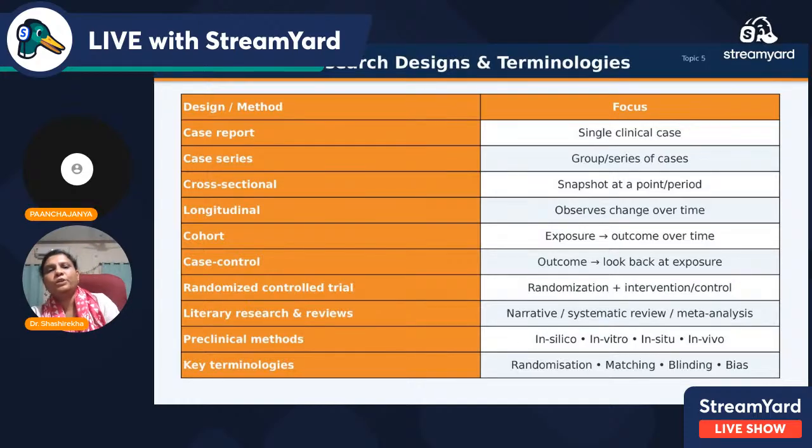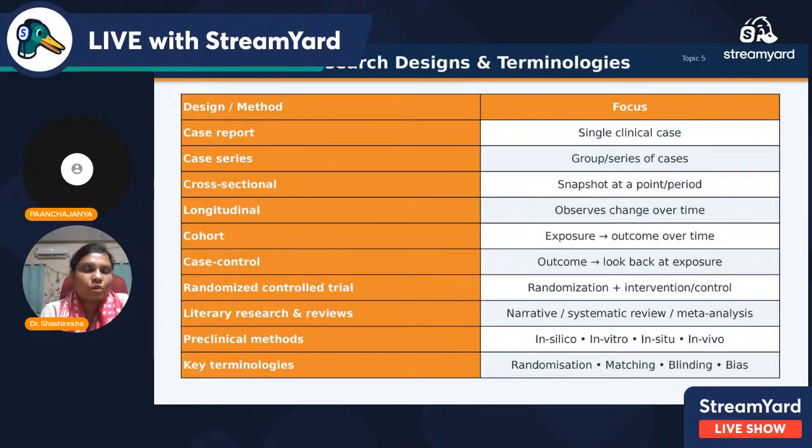Coming to the next point, research designs and some terminologies: case report, case series, cross sectional study, longitudinal study, cohort, case control, randomized control trial, research literature and reviews, preclinical methods. These are important terminologies you are supposed to know.